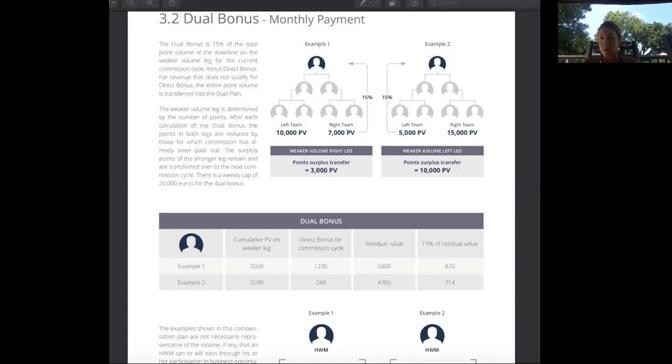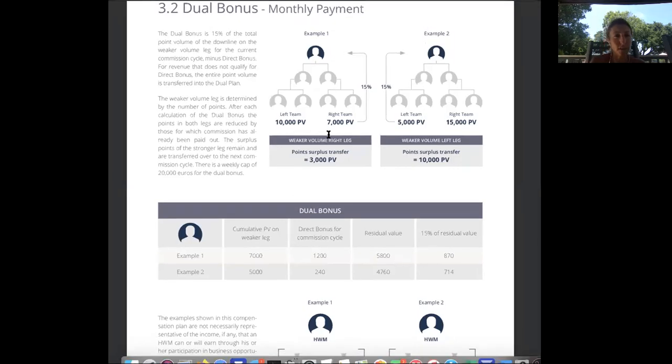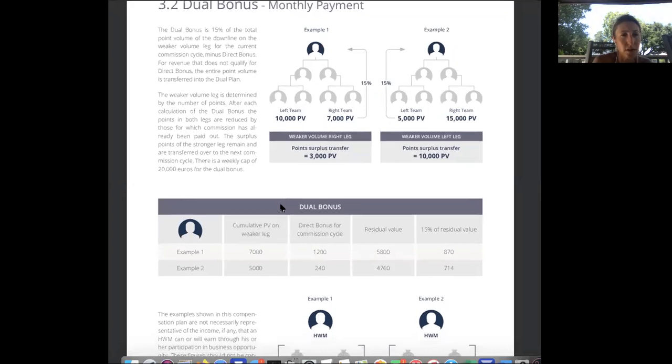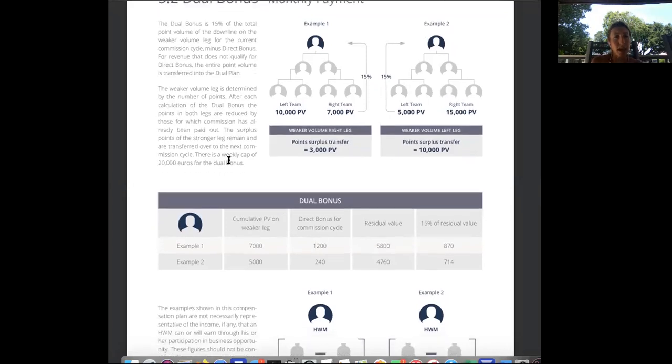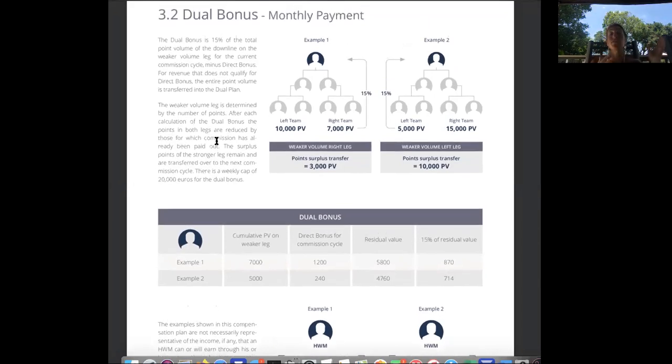Okay, so I'm just reviewing my notes to make sure there's nothing else we wanted to talk about. Let's scroll back down to the ranks so that you fully understand this. Right here. Do you remember how we talked about above, if you did have more than 200 PV from yourself or your customer, that automatically gets transferred to your weaker leg. So you do get paid your dual bonus on that.